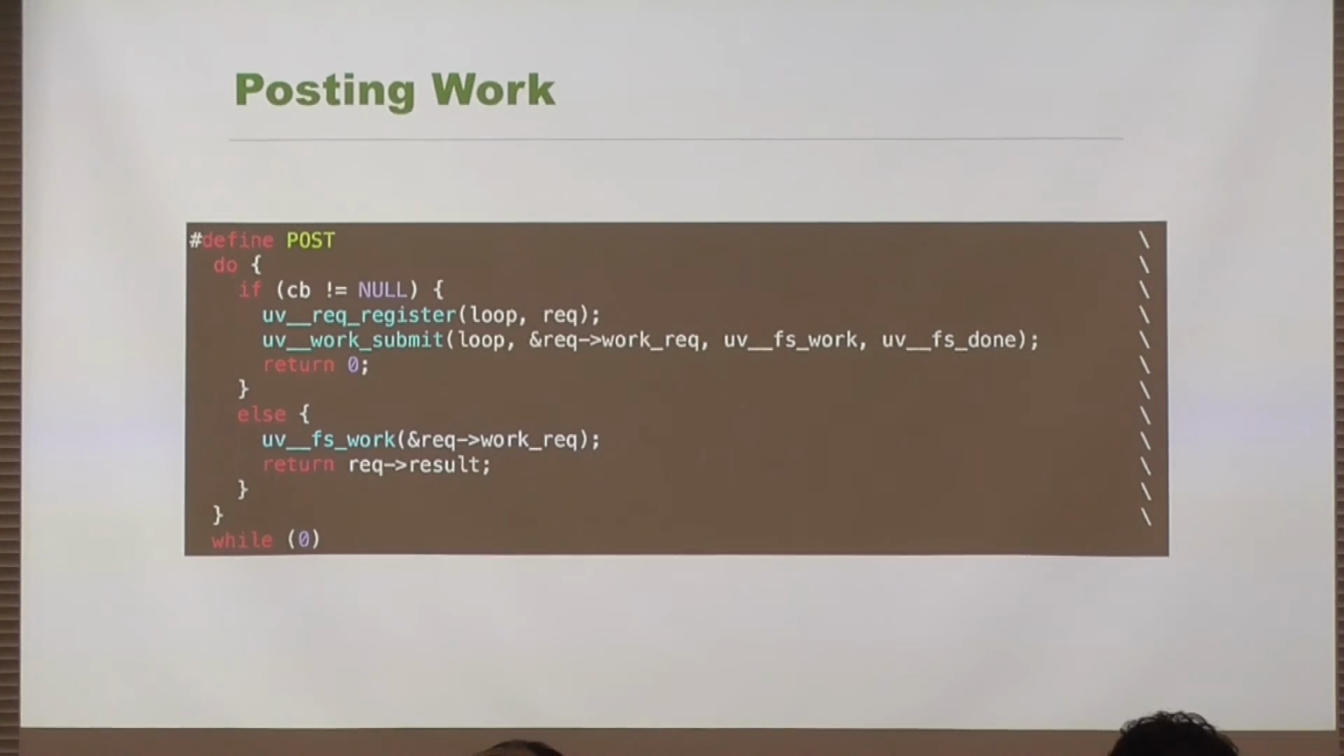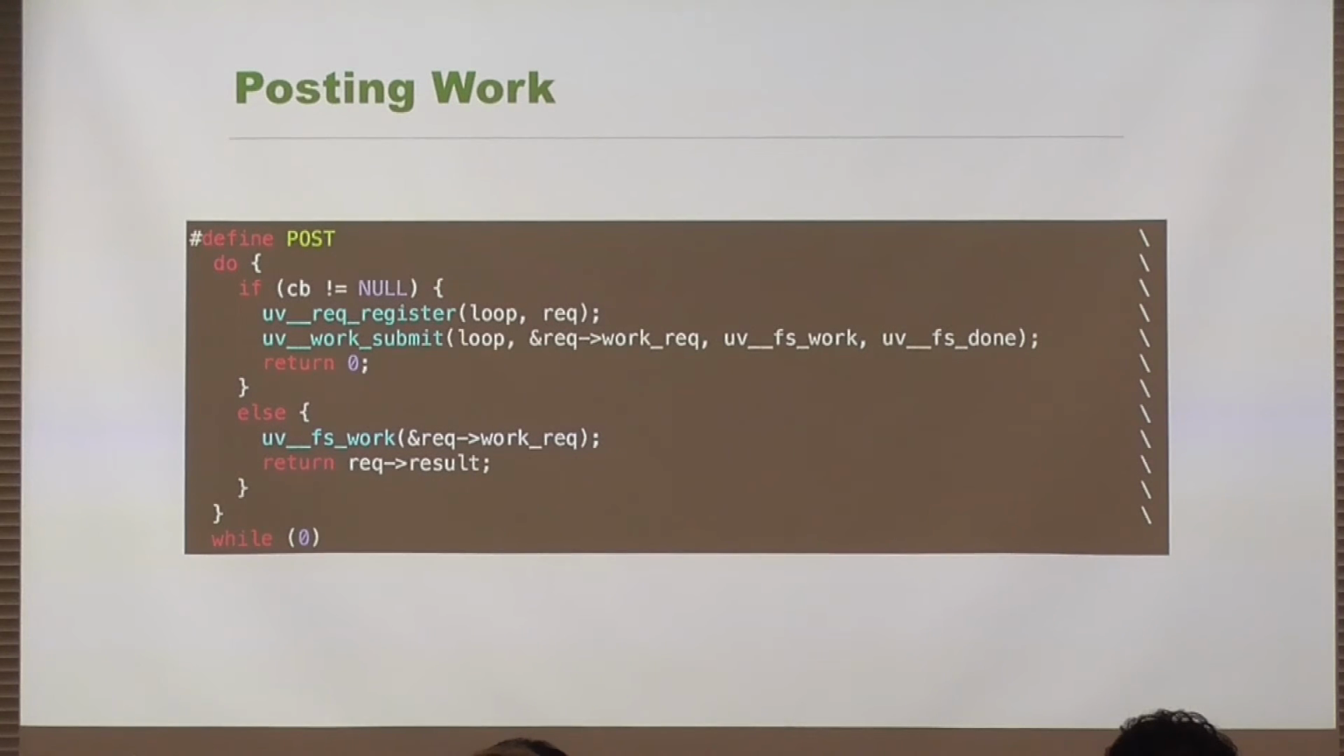uv__fs_work is basically a large switch case for all the different operations that are supported. So in this case, that uv__fs_work will do a file copy operation. And then uv__fs_done is the C code callback function that's going to then be triggered after the work is completed and go back to the binding layer and back up to JavaScript finally. The else branch here is if it's a synchronous operation. So you'll see we're actually calling uv__fs_work directly and then just returning whatever the result is.